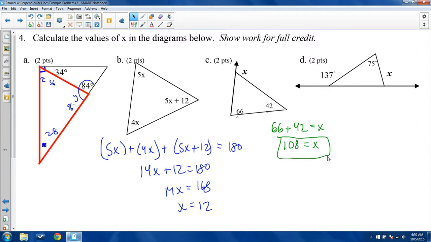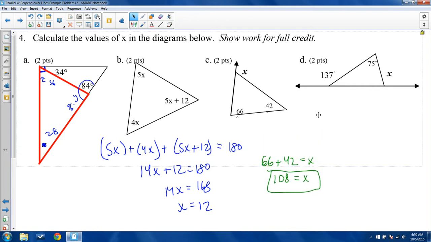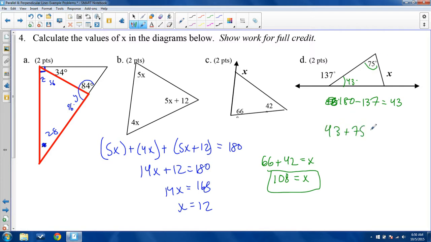Okay. And then the last one here to solve for x, what would be nice again is this is once again an exterior angle. So if I had this angle measure and this angle measure and I added them up, then I'd get the value of x. So this angle measure is a part of this linear pair with 137. So 180 minus 137 equals 43. And 43 plus 75 will equal x, which is 118 degrees. Should probably put degrees for all these. And that was 28 over here. And that's it for D.